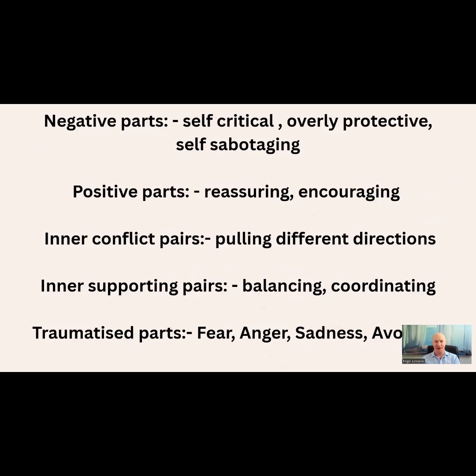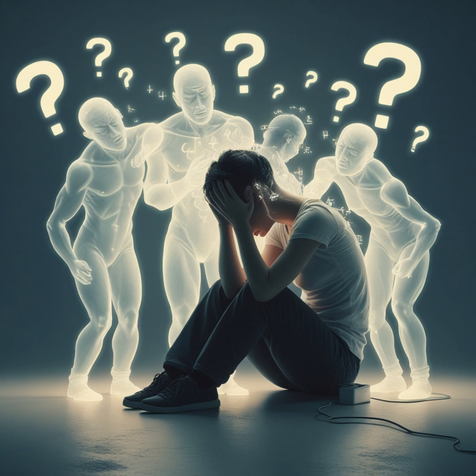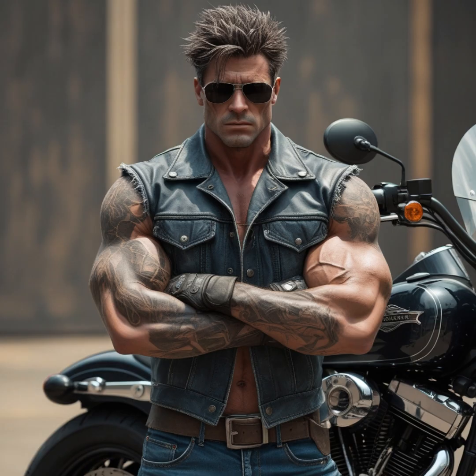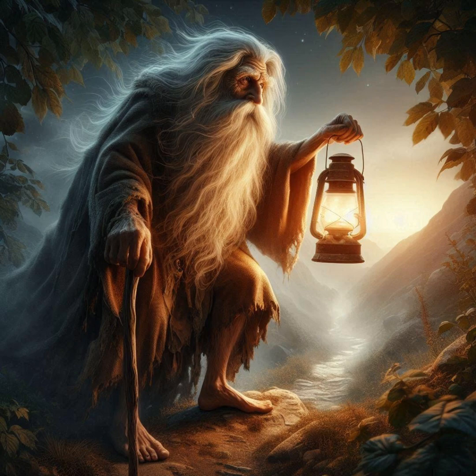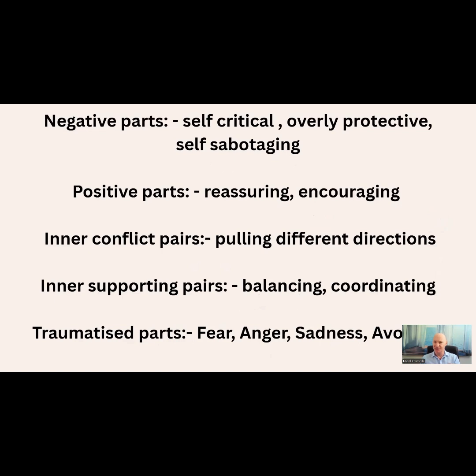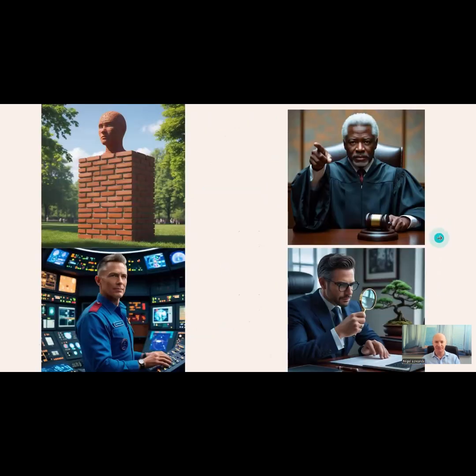Negative parts that we have, by grouping these, you can find you've got self-critical parts, overly protective parts, self-sabotaging parts. In the positive area, you can have a reassuring, coaching, guiding voice, encouraging. Inner conflict pairs, pulling in different directions. I'll give you an example of this one in a moment. Or supporting pairs, where they are balancing and coordinating. And of course, there are the more traumatized parts that need specific healing and recovery to bring them out of that fear, anger, sadness, or avoidance.